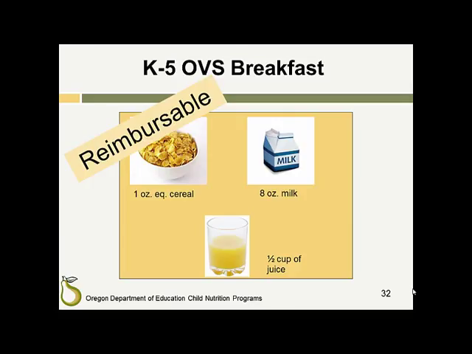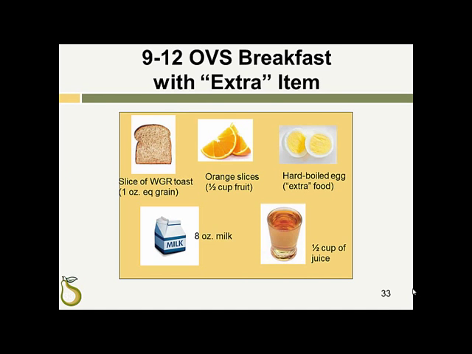Yes, because the student selected at least 3 of the 4 components and one of those choices met the 1/2 cup fruit requirement. This meal is for a 9 through 12 age grade group. The student was offered a slice of whole grain rich toast, 1 ounce equivalent grain, orange slices, 1/2 cup fruit, 8 ounces of milk, 1/2 cup of juice, and a hard-boiled egg.